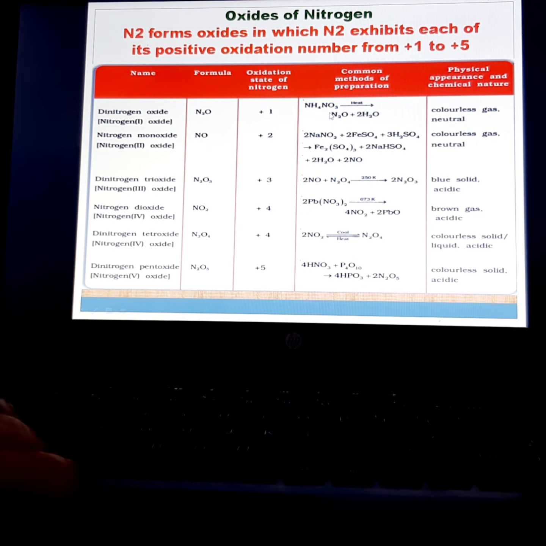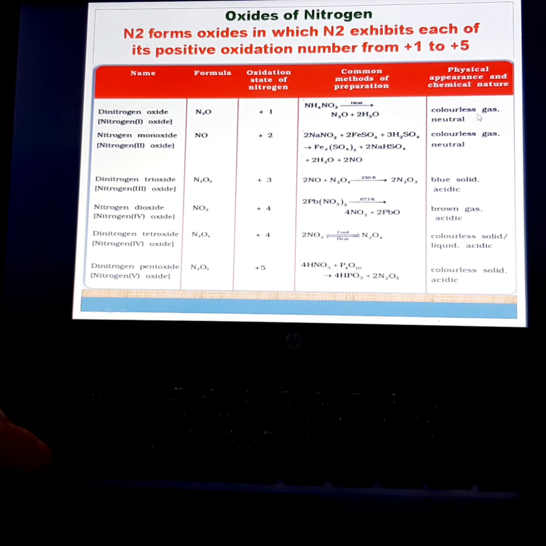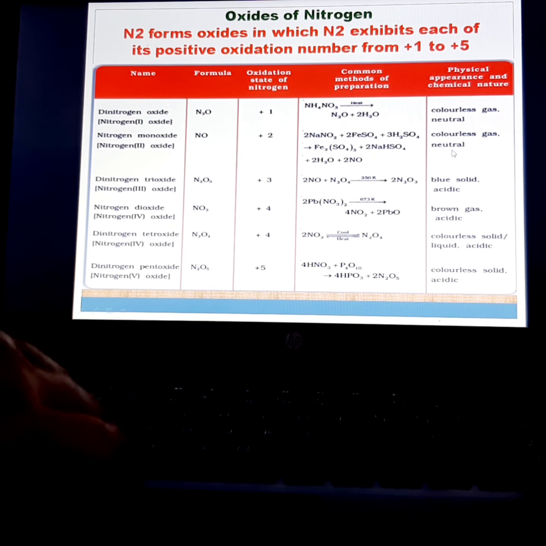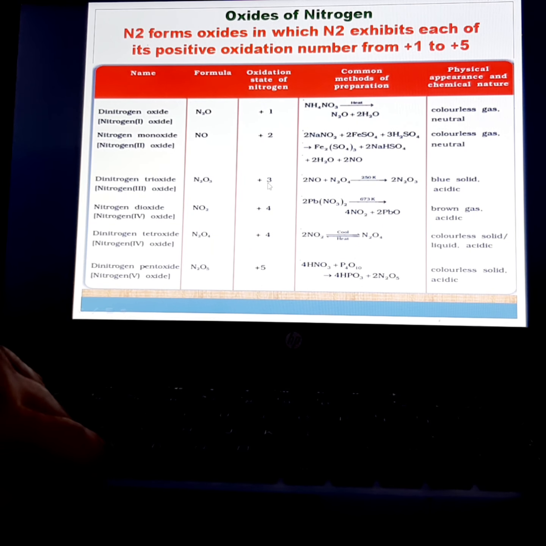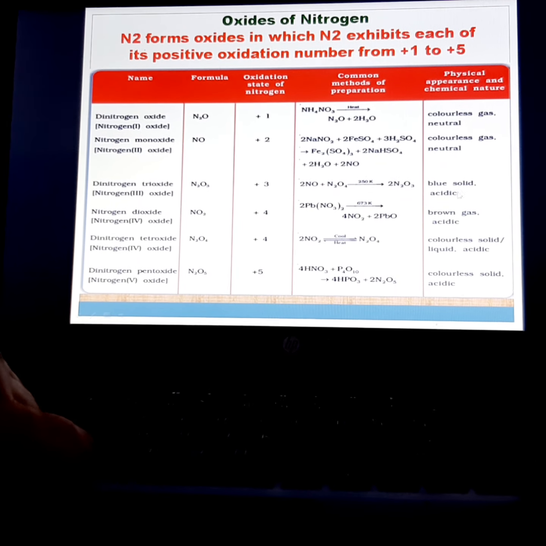It is prepared by heating ammonium nitrate. Then it is a colorless gas, neutral molecule. Next is nitrogen monoxide, oxidation state +2, NO formula. It is prepared by treating sodium nitrite with ferrous sulfate and sulfuric acid, giving ferric sulfate plus NaHSO4 plus water plus NO. It is a colorless gas and neutral molecule. Next is dinitrogen trioxide, N2O3, oxidation state of nitrogen is +3, and it is prepared by reaction between NO and N2O4. It is a blue solid and acidic.